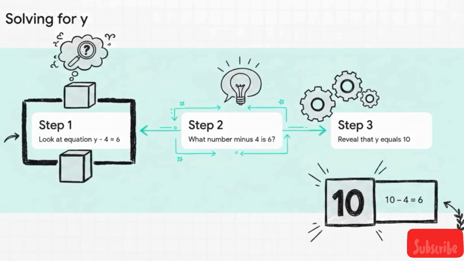Step 1, y minus 4 equals 6. Step 2, let's isolate that y and figure out what's inside the box. What number minus 4 leaves you with 6? And step 3, the reveal. Y equals 10. See, we just transformed that y placeholder straight into a 10.